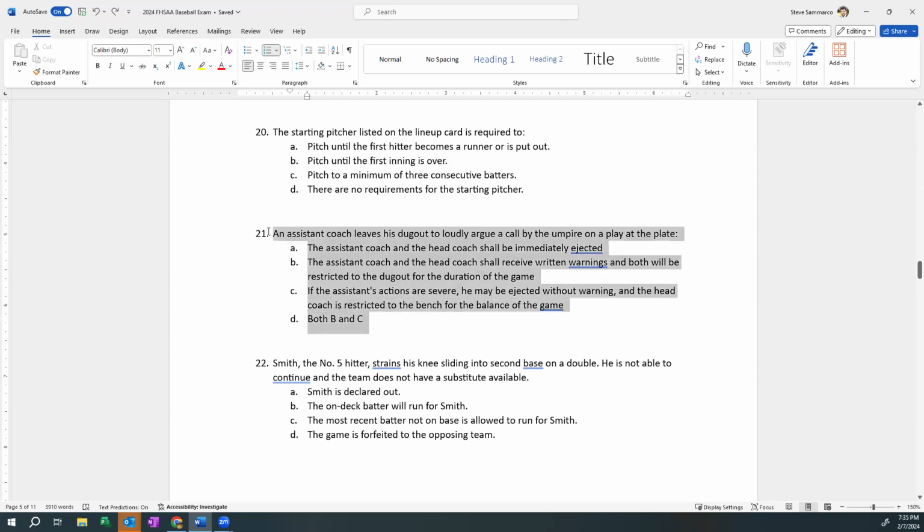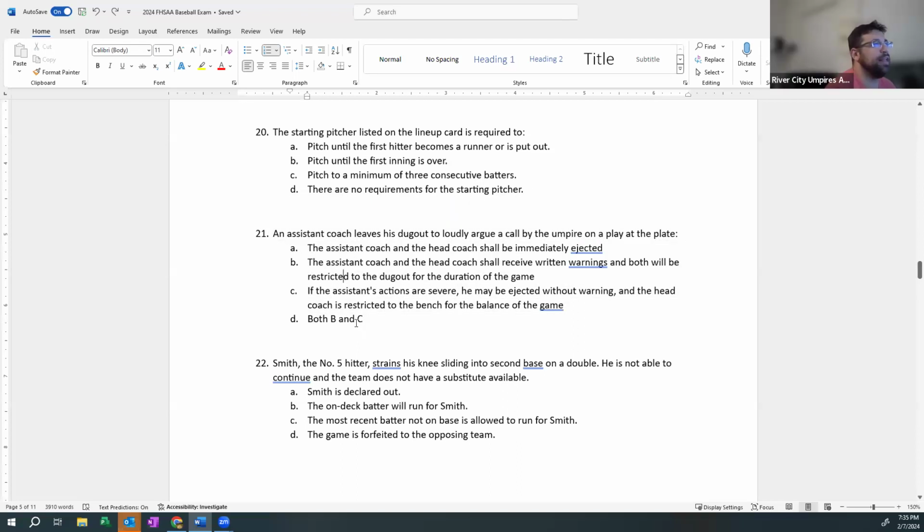All right. An assistant coach leaves his dugout to loudly argue a call by the umpire on a play at the plate. Who wants to take a shot at it?